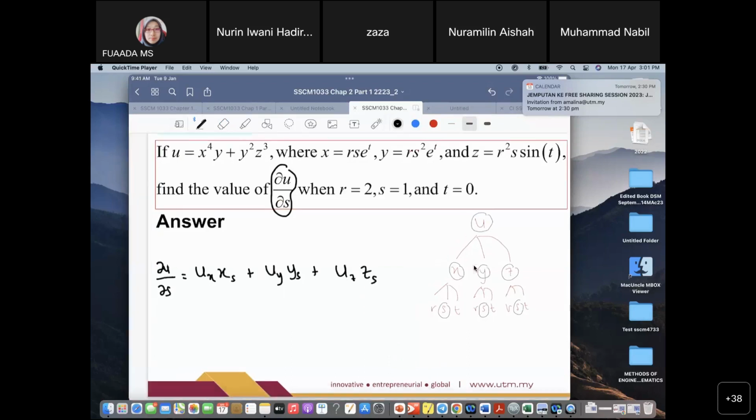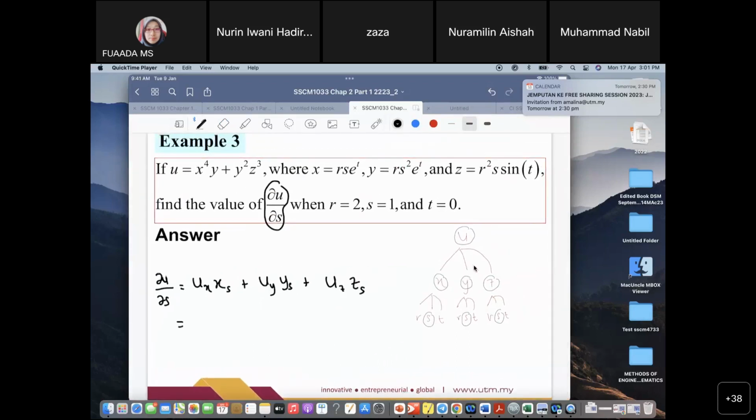So, berapa benda? How many things that you have to obtain? 1, 2, 3, 4, 5, 6. So, dapatkan 6 expression from the given equation that you have. So, firstly, daripada U, you kena dapatkan U_X, U_Y, U_Z. Ada 3 benda you kena cari untuk daripada U. Yang ni, dapatkan dia punya U_X, U_Y, U_Z. Okay, dapatkan dulu.